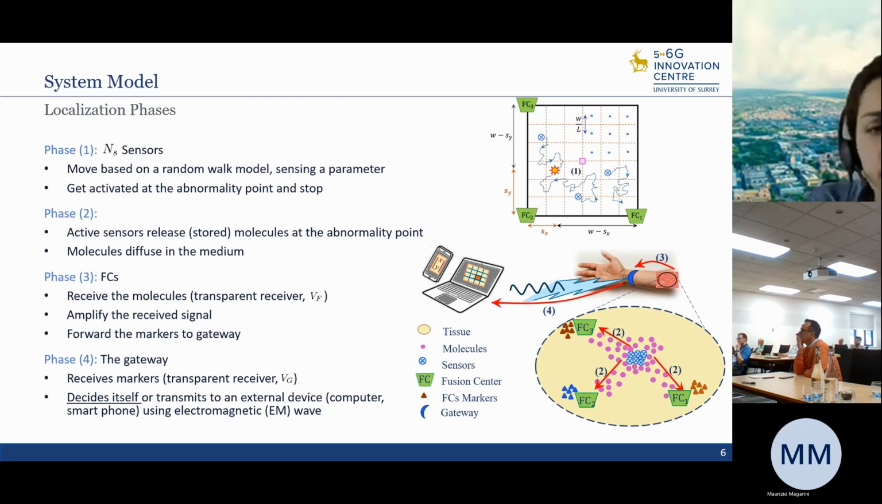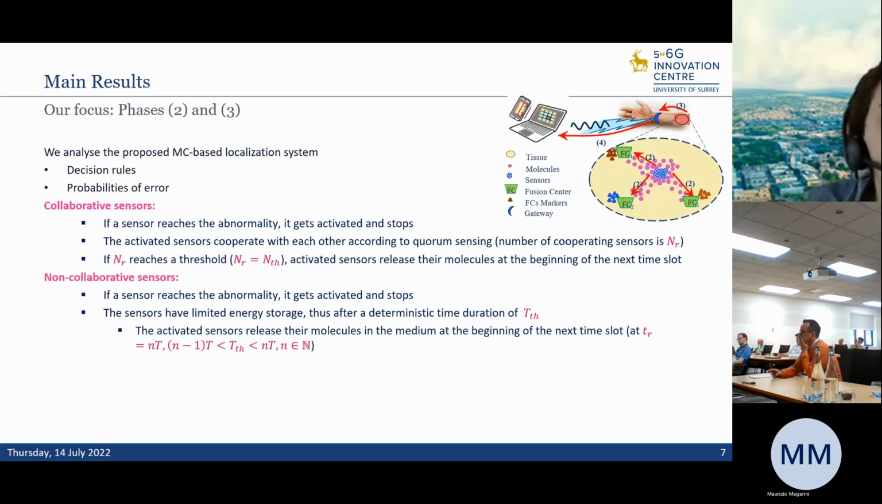And finally, at phase 4, the gateway, after receiving the markers, decides on the location of the abnormality itself, or the signal can be converted to an electromagnetic wave and be transmitted to an external device. We want to simplify the problem, so we assume that the gateway itself decides the problem.